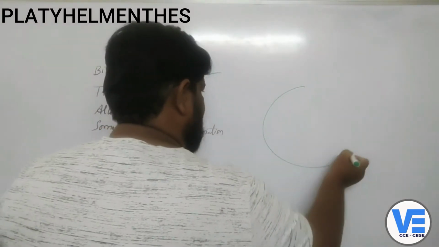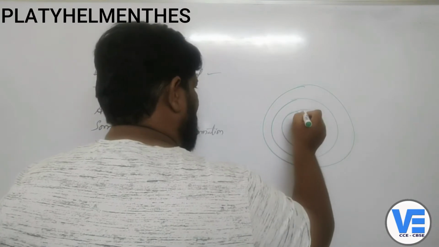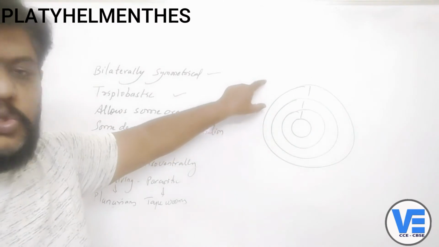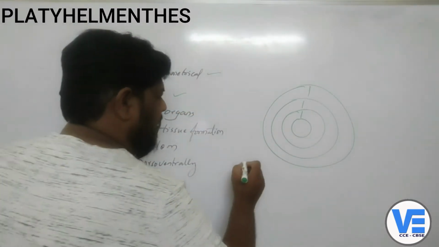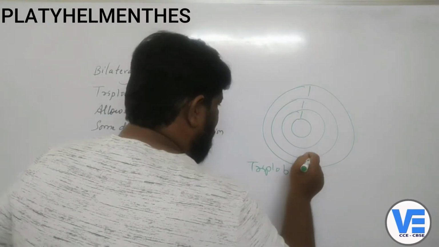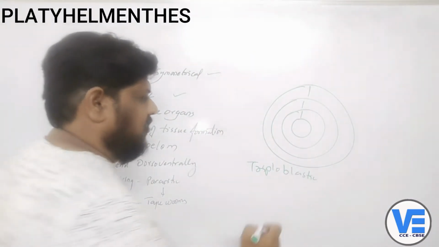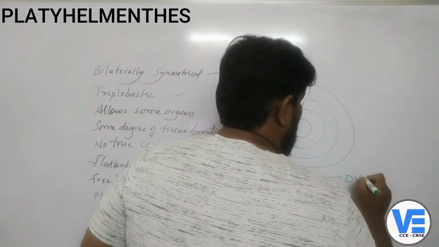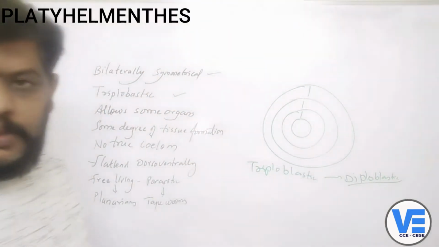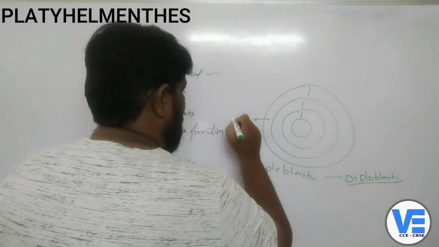For example, this is a cell, first layer, second layer, and third layer. So 1, 2, and 3 layers of cells are present. If there are three layers of cells present, they are called triploblastic. If there are only two layers of cells present, they are called diploblastic. So when you come to the triploblastic, the first layer is called the ectoderm.